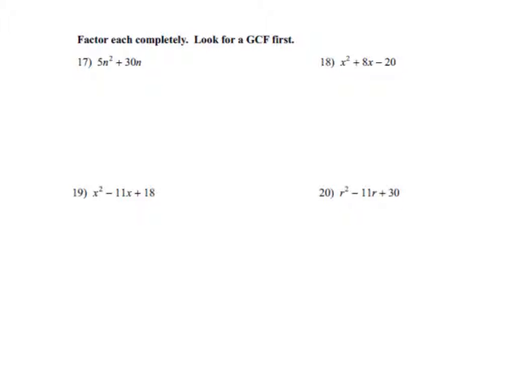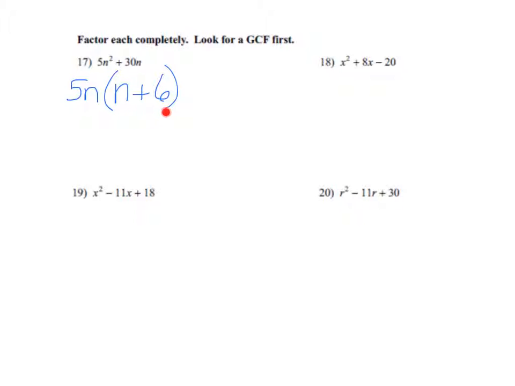First thing we want to do is always remember to look for a GCF first. So if you look at number 17 here, I'm going to look for a GCF that will go into that. 5n is my GCF, so then I would have left an n plus 6. Now sometimes that's all there is. You pull out the GCF and you're done. This is an example of that.